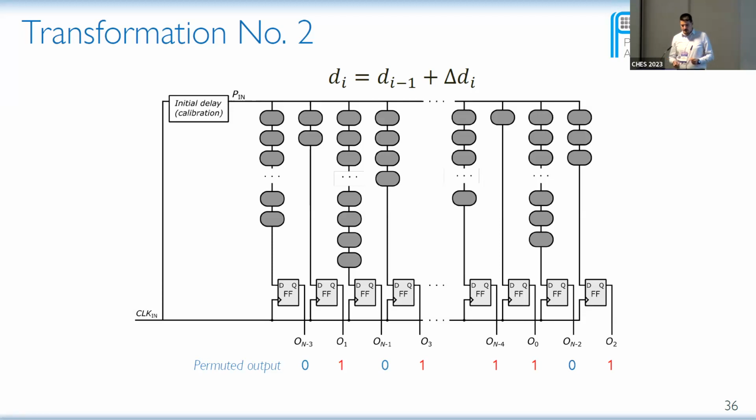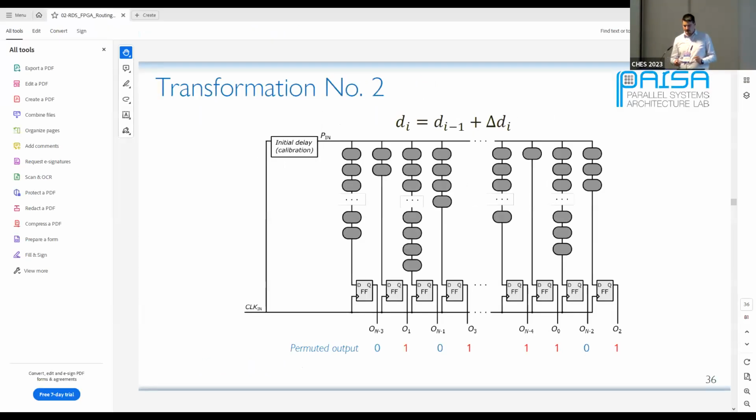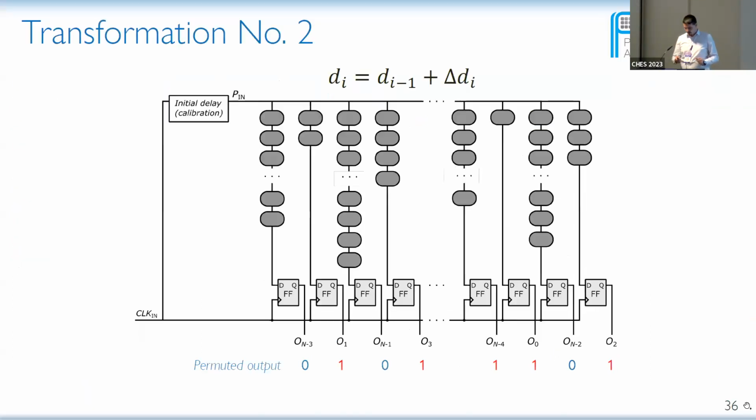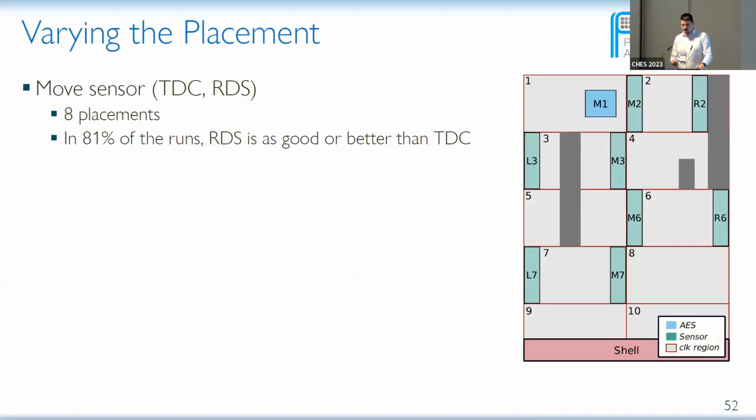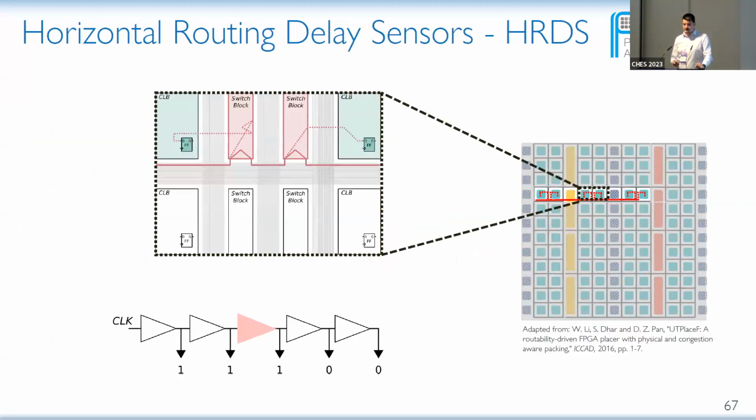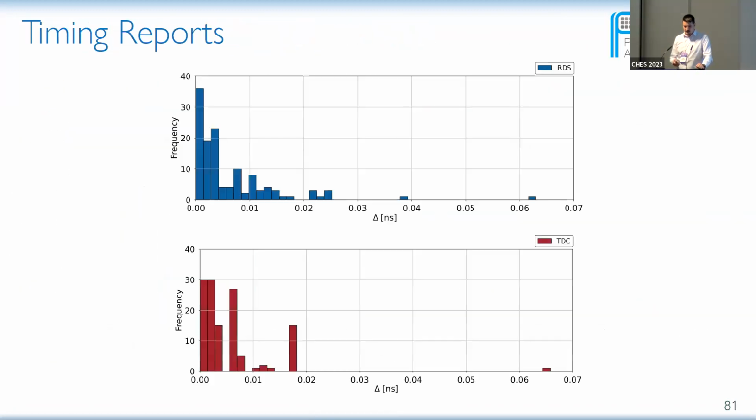I have one backup slide which shows the distribution of the different delays, of the difference of the delays. Here it is. On top we have the RDS, and on bottom we have the TDC. So we can see that both have non-linearity in them. This is the difference in RDS when we order the bits and calculate the delta delays, and on bottom is the TDC. So both suffer from non-linearity. But what we show in our results is that it's not a big problem, at least for power side channel attacks.